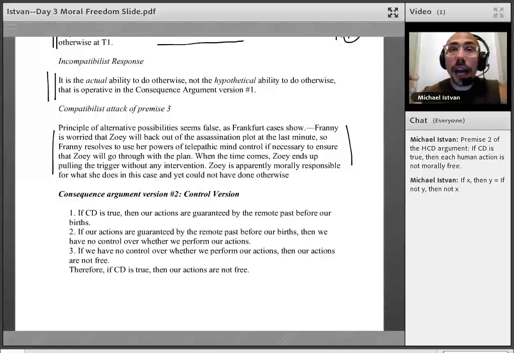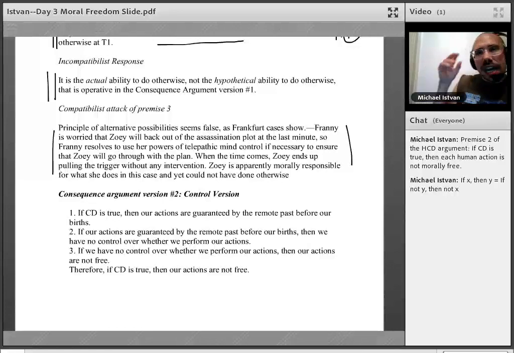But actually, the compatibilist could even develop Frankfurt style cases to show that even that watered down version of the principle is false. The compatibilist could reply with what are known as global Frankfurt style cases. I don't know if you guys have ever seen the movie The Adjustment Bureau. It's sort of like that: there's an intervener, such as God, watching from the time of your birth.